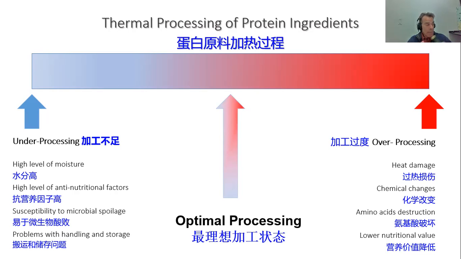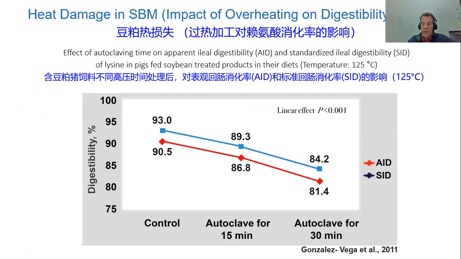So it's very much a matter of balancing the heat treatment, the thermal processing of feed ingredients. You want to find the sweet spot that allows proper processing to deal with the limitations, but not overdo it, not cause any damage. You can create heat damage in protein.